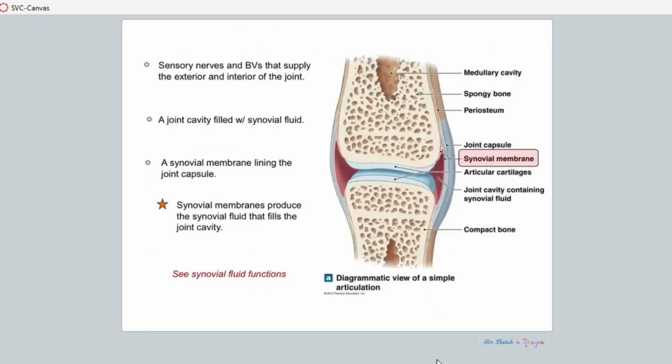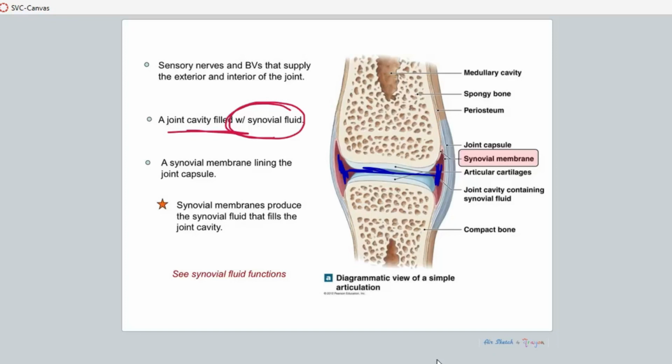So another thing that all synovial joints have is they're supplied by sensory nerves and blood vessels that are going to supply the interior and the exterior of the joint. This is a living, moving thing here. We also have this joint cavity is filled with synovial fluid. And you guys know that because that's how they get their name. But within this joint capsule, this is all synovial fluid separating the bones.